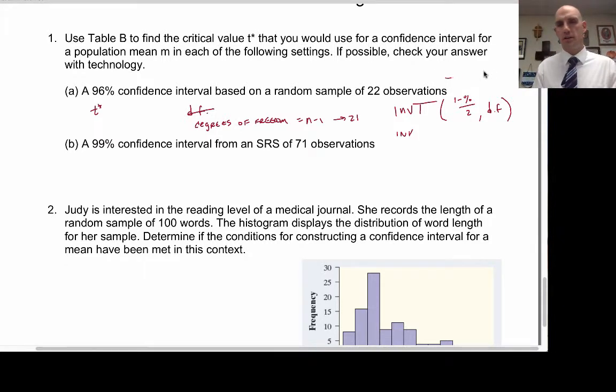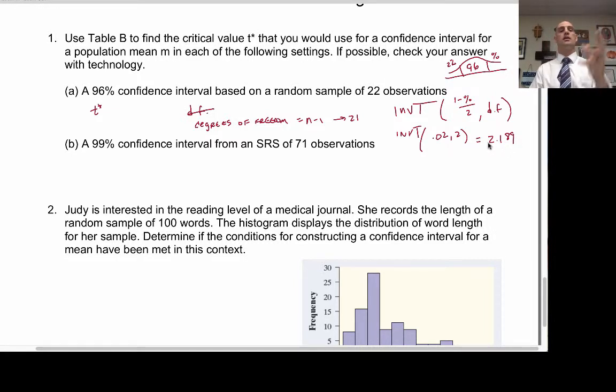So the concept is like this. So if I have a 96% confidence interval, then I've got 2% over here. I've got 2% over here to make up the 100%. So in my case, I'd have inverse t, 0.02, comma 21. And when I do that, I get 2.189. That's my critical value. So if I was given standard deviation, if I was given the sample size, I have 22. But I could figure out exactly what my confidence interval actually was based on that critical value.